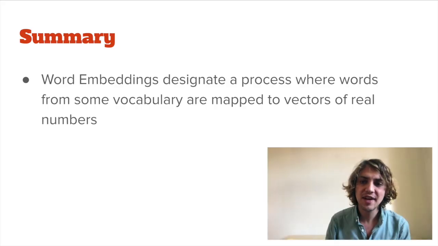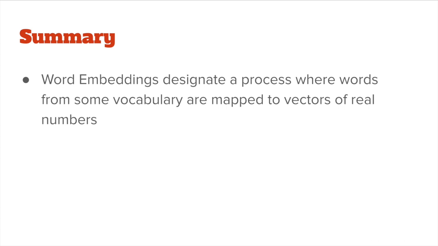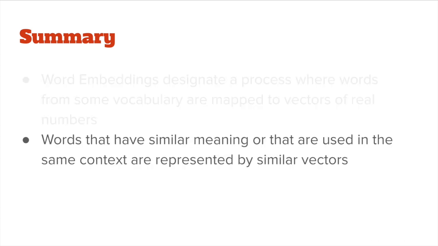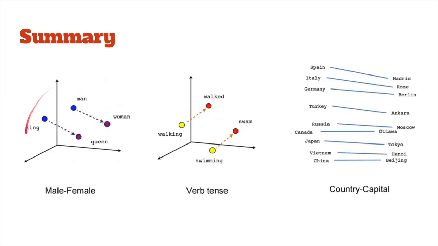So, to summarize, word embeddings designate a process where words from some vocabulary are mapped to vectors of real numbers. They are numerical representations of contextual similarities between words. Second, this means that words that have similar meanings or that are used in the same context are represented by similar vectors. This is what that looks like visually. As you see here, the vectors for man as compared to woman are similar to those for king and queen. The same goes for verb tenses. The similarities in the vectors between a gerund and a past tense, for instance, is similar across words.